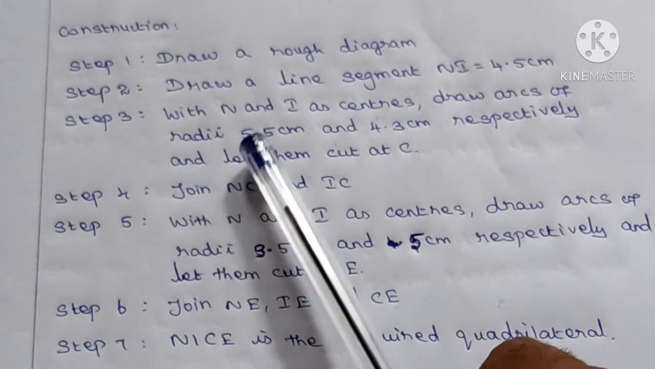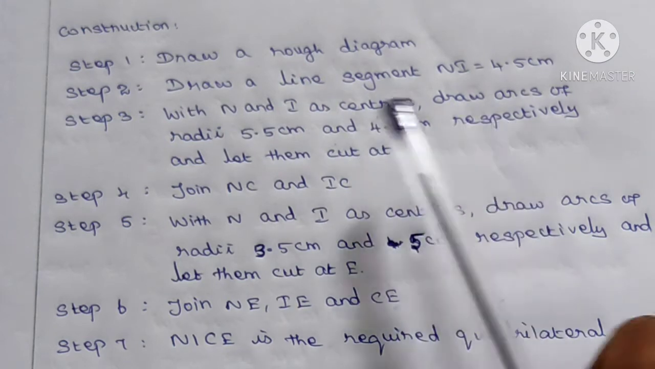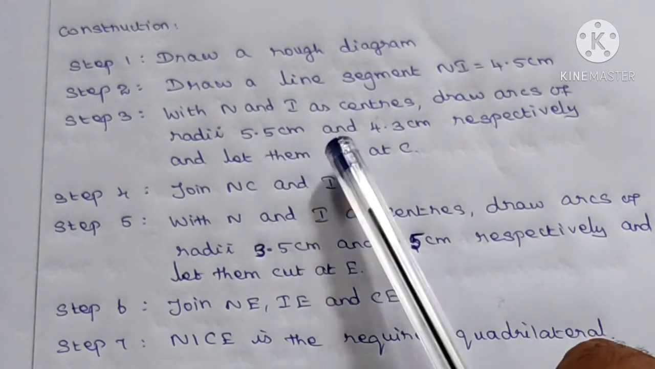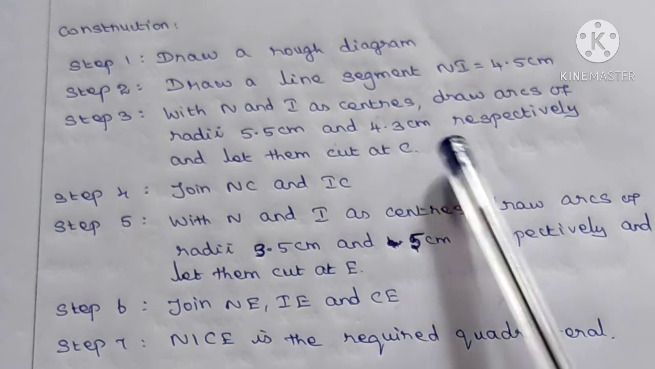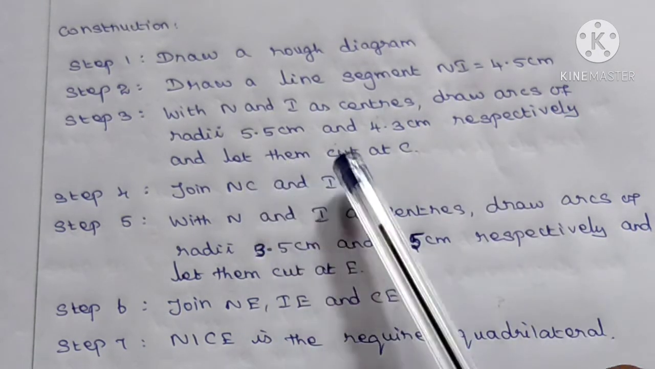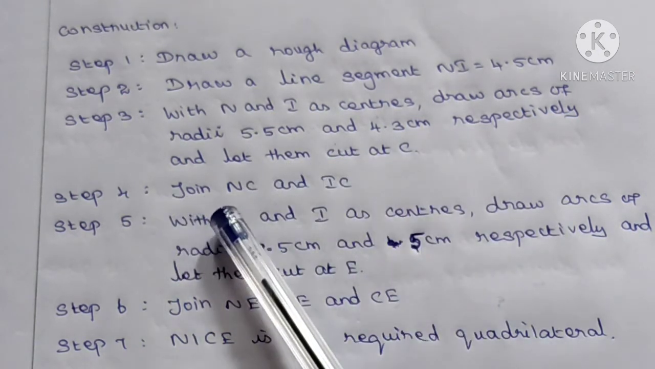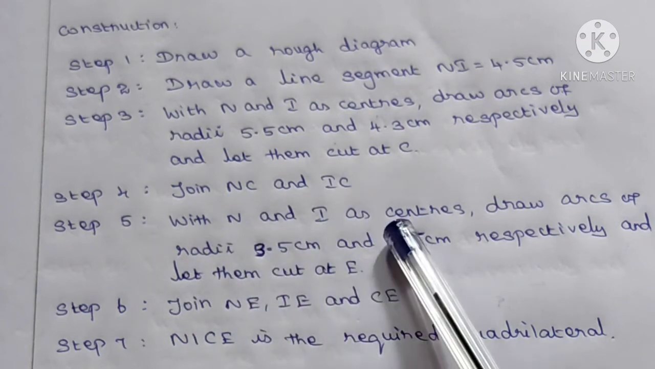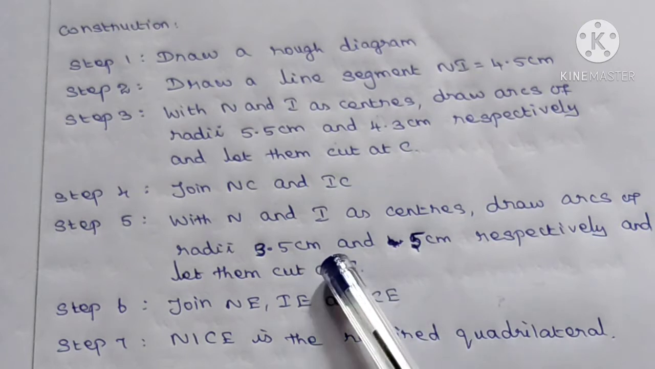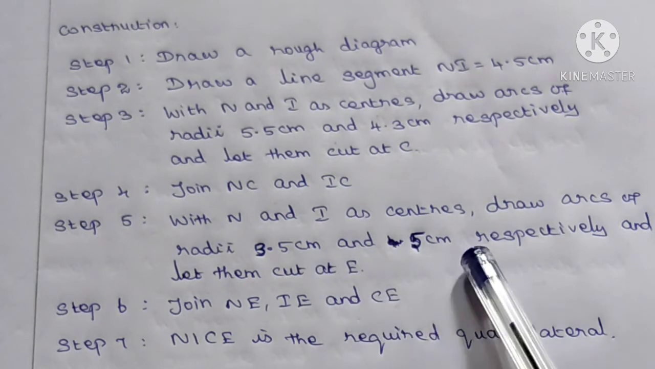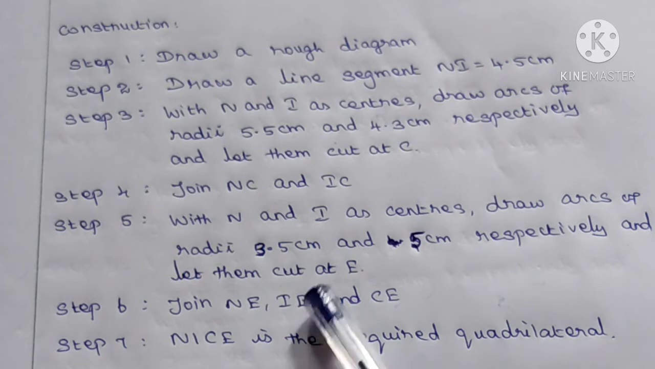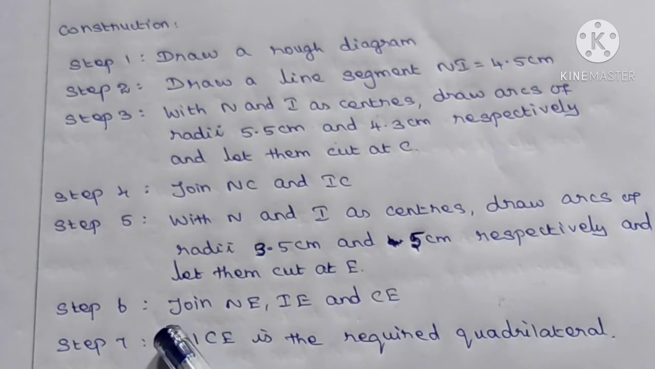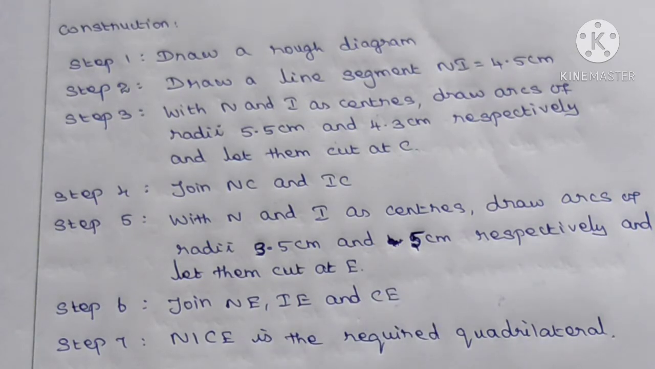Step 3, with N and I as centers, draw arcs of radii 5.5 cm and 4.3 cm respectively and let them cut at C. Step 4, join NC and IC. Step 5, with N and I as centers, draw arcs of radii 3.5 cm and 5 cm respectively and let them cut at E. Step 6, join NE, IE and CE. Step 7, NICE is the required quadrilateral.